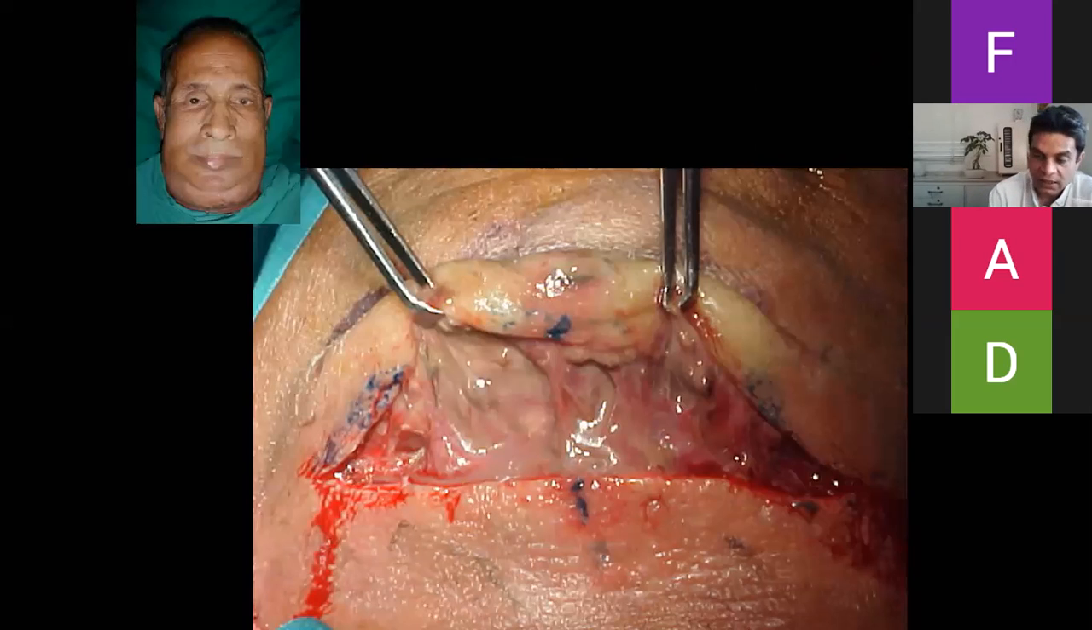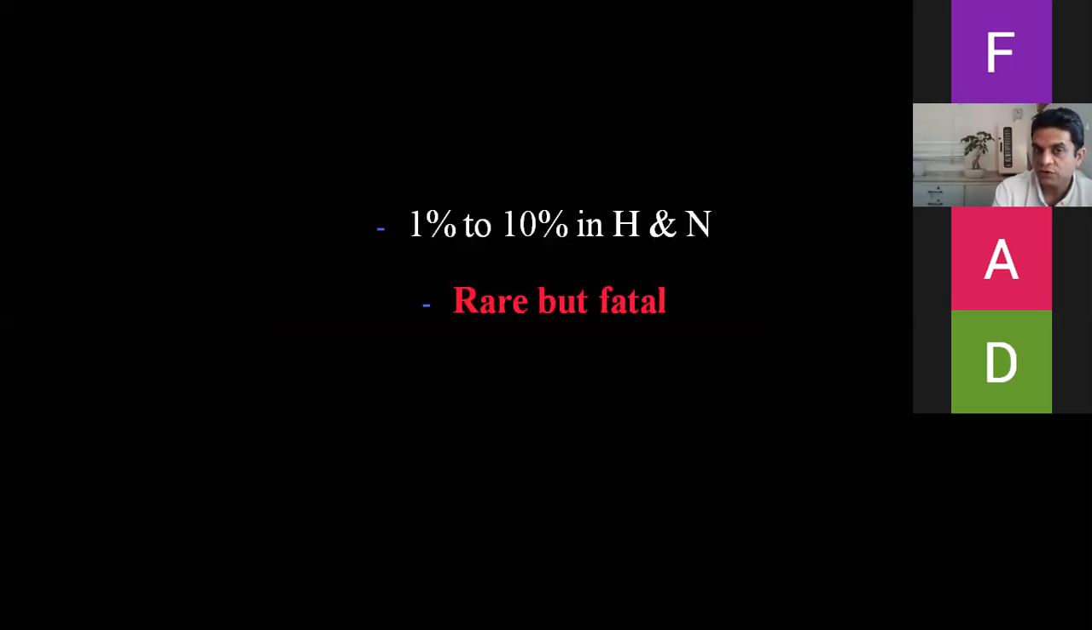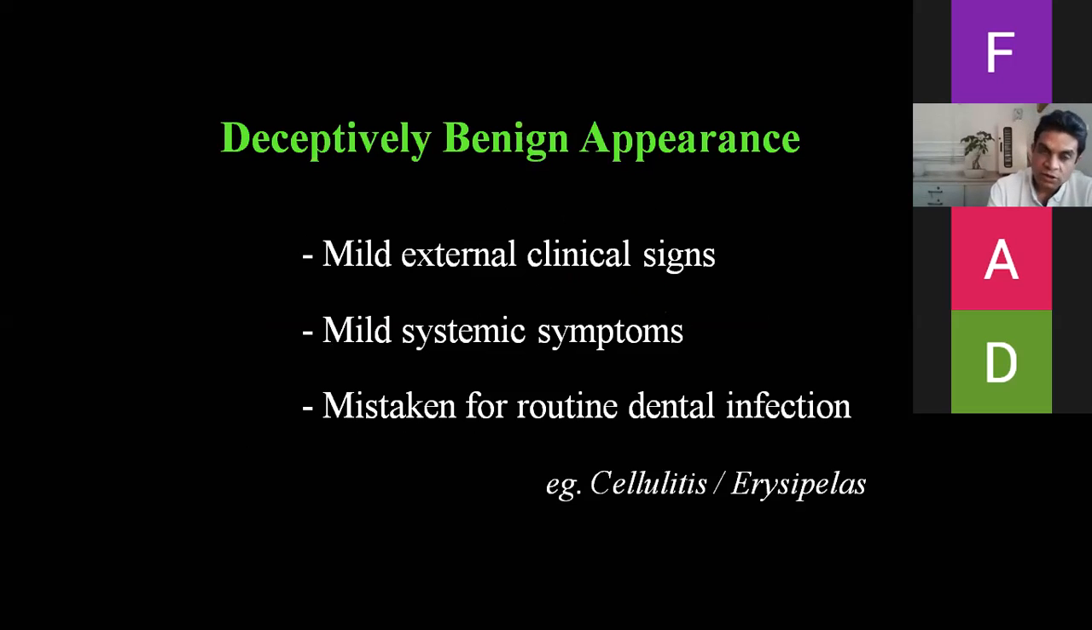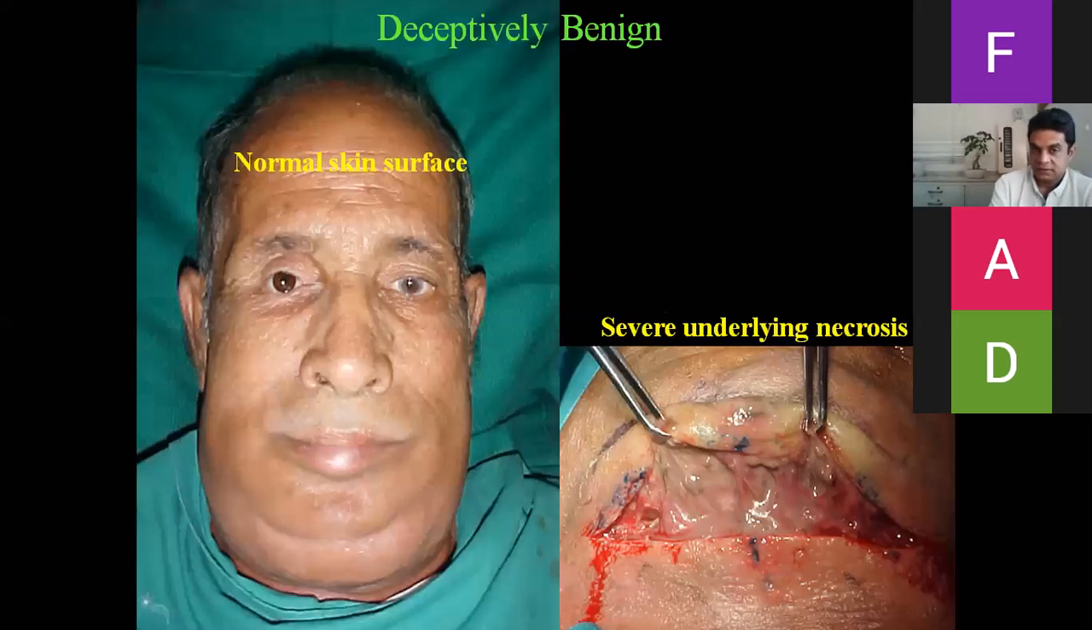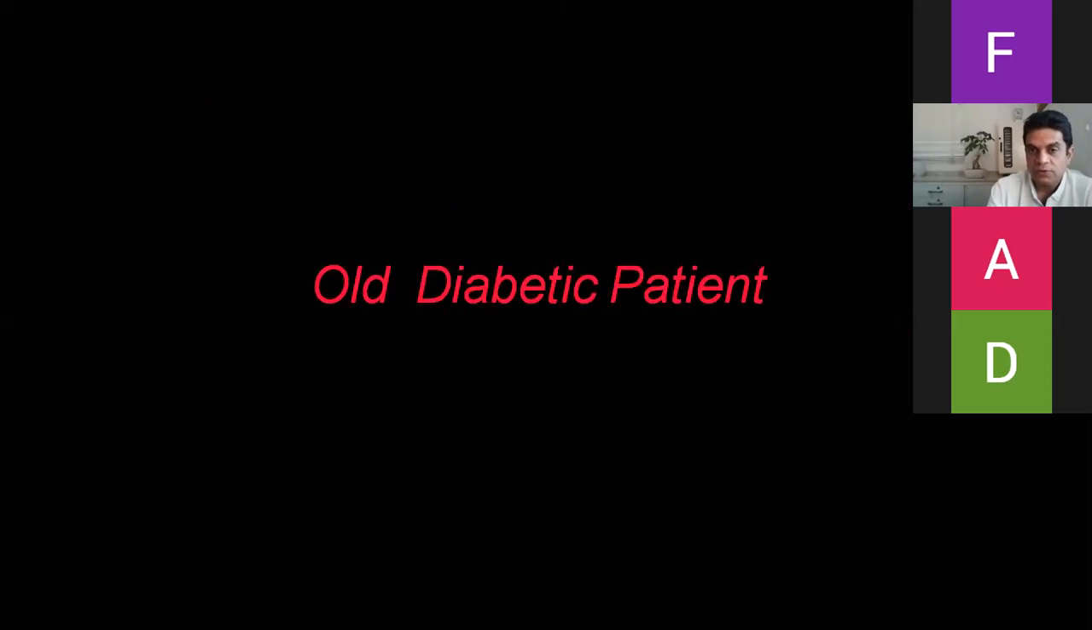So as we have already discussed, the superficial fascia is involved and it rapidly spreads. So it is not confined. There is no abscess formation. If you don't tackle it in time, it can become fatal also. It has a deceptively benign appearance because apparently the skin is normal, and it can be mistaken for cellulitis, but the underlying necrosis is severe. And it is very common in old diabetic patients.